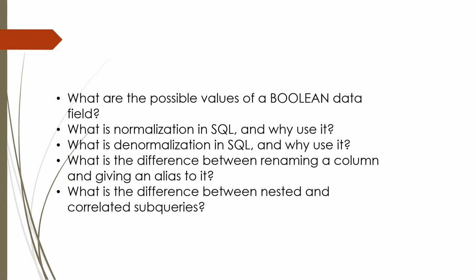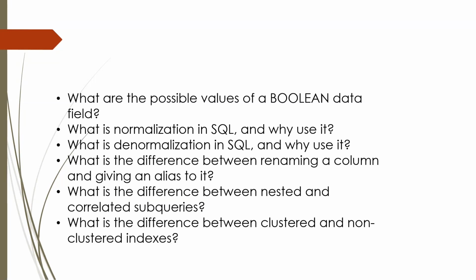Next question is, what is the difference between nested and correlated subqueries? A correlated subquery is an inner query nested in a bigger outer query that refers to the values from the outer query for its execution, meaning that a correlated subquery depends on its outer query. But on the other hand, a non-correlated subquery does not rely on the data from the outer query and can be run independently of it.